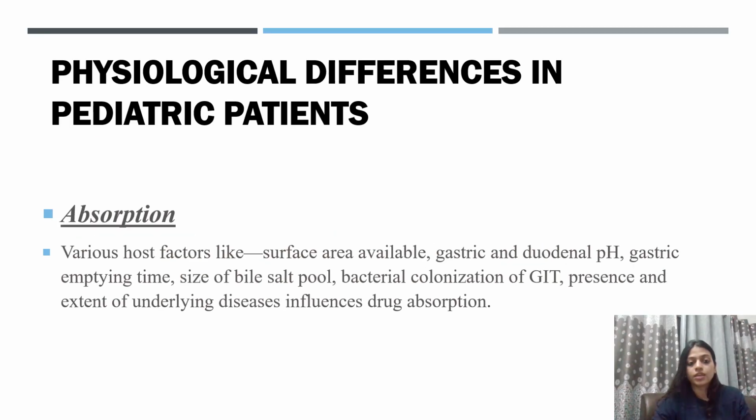various drugs. The physiological differences in pediatric patients are basically categorized into these: the differences may lie in absorption, distribution, metabolism and excretion. Absorption depends on a lot of factors like the surface area available, the gastric and duodenal pH, the gastric emptying time, the size of the bile salt pool, or bacterial colonization of the gastrointestinal tract, and the presence and extent of underlying disease which influence the absorption of the drug. So these are all the factors which affect the absorption.